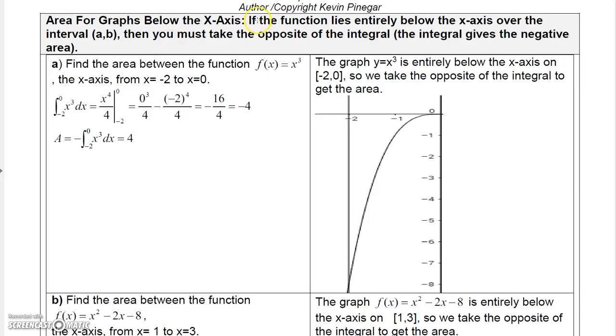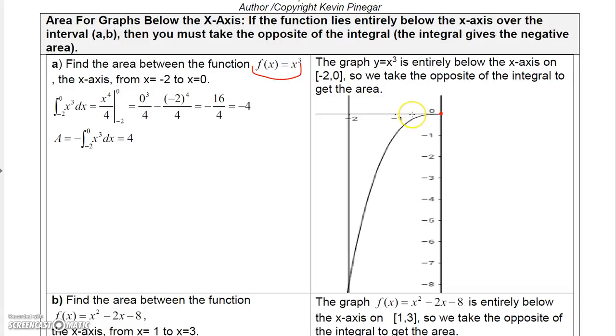Now, if the function lies entirely below the x-axis over the interval, then when you do the integral, you're actually going to get the opposite of the area. So you need to know that. So if someone said find the area between the function y equals x cubed, the x-axis, and negative 2 to 0, well then this is what it's going to look like. Okay, so here's negative 2, and of course 0 is right here, is just the x-axis.